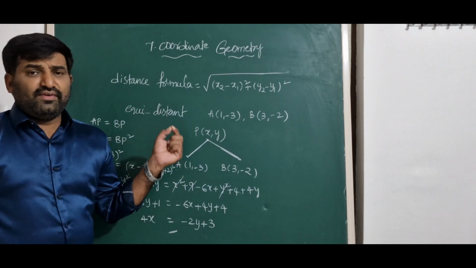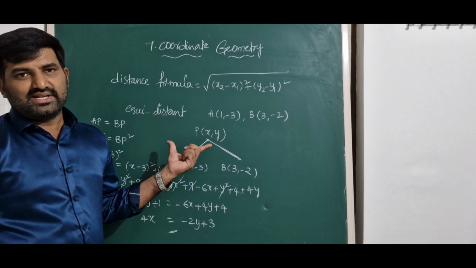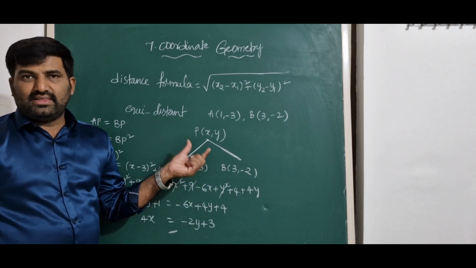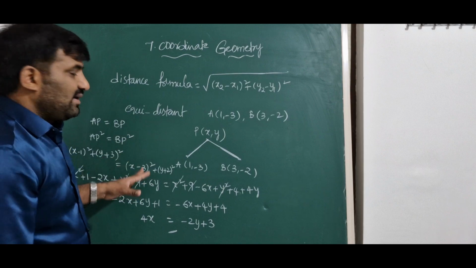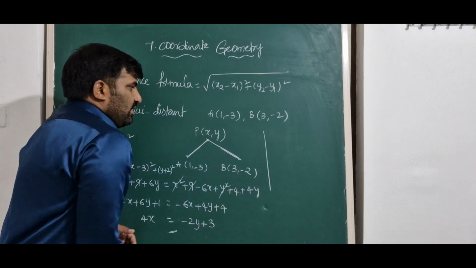So when the question says the point P is equidistant from two other points, that is A and B, we can take AP length equal to BP length, square it, and find the distance between the 2 points. Now some questions related to this.